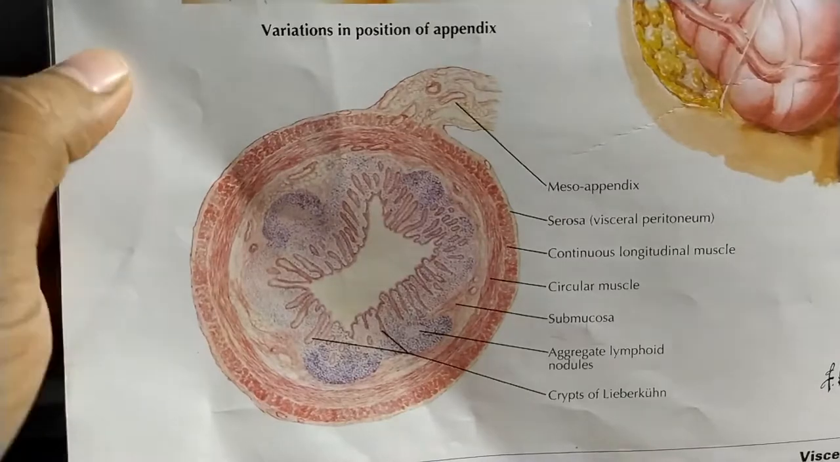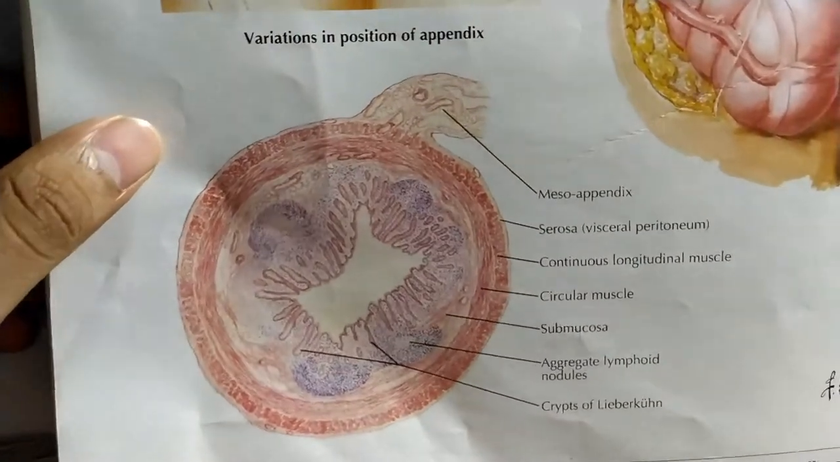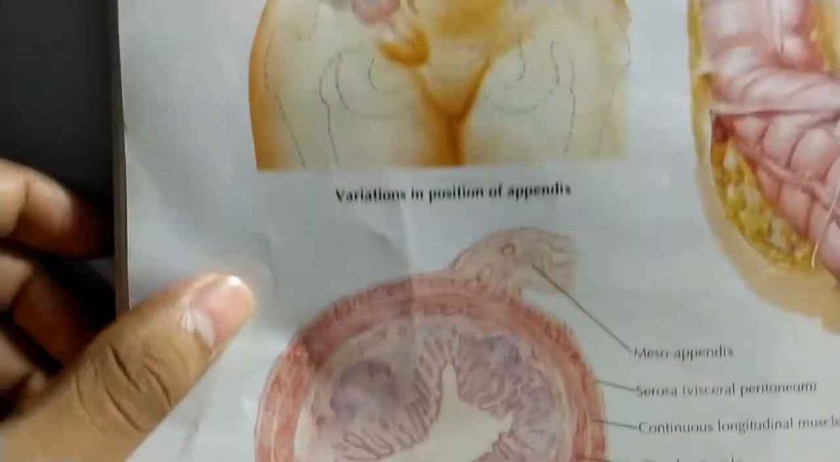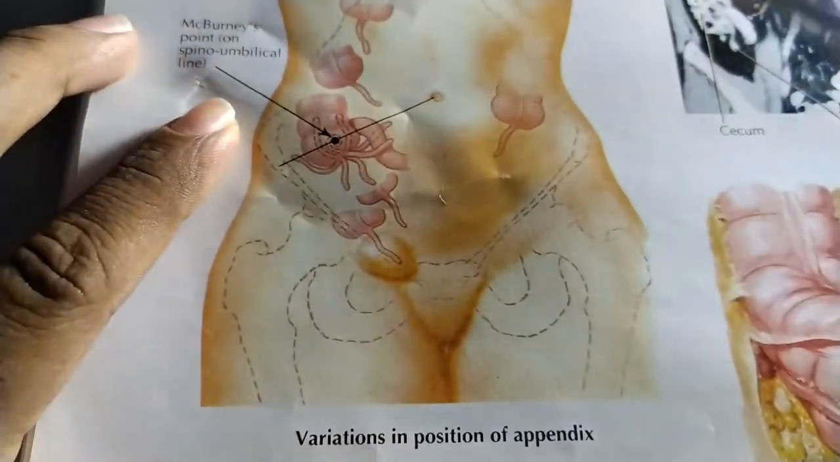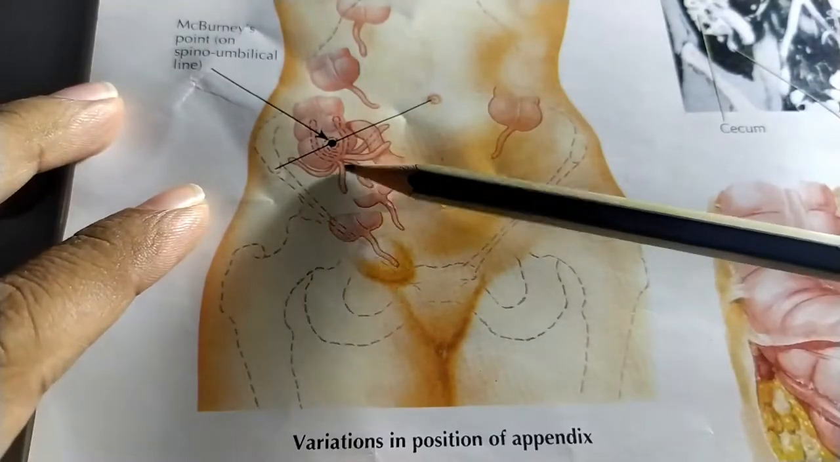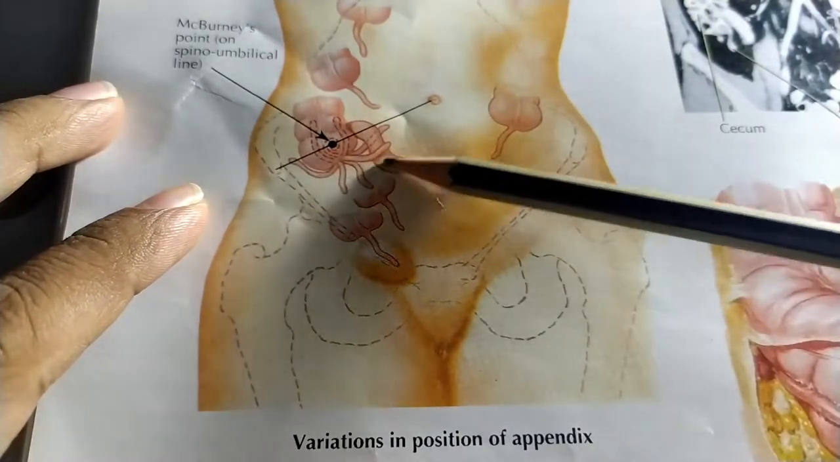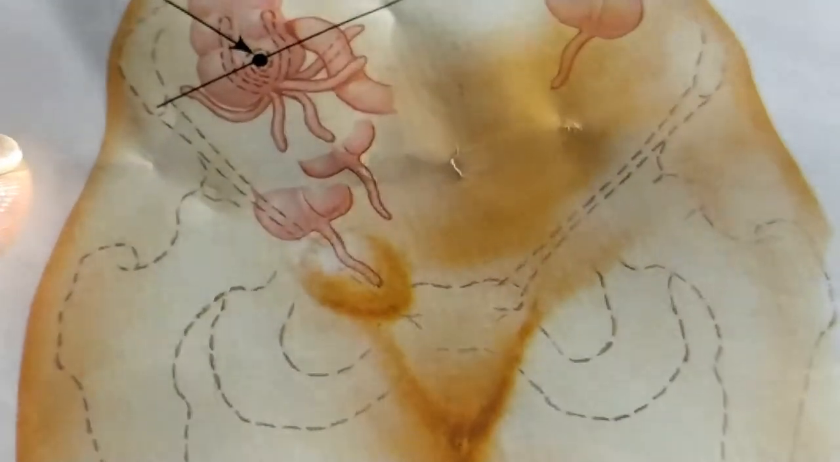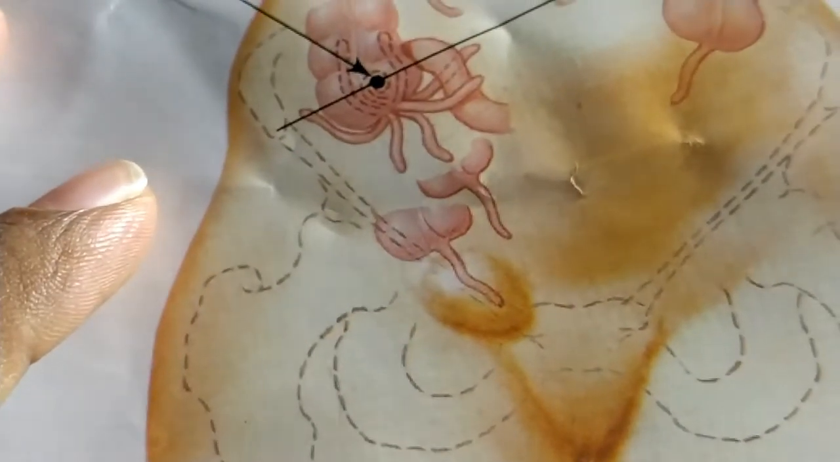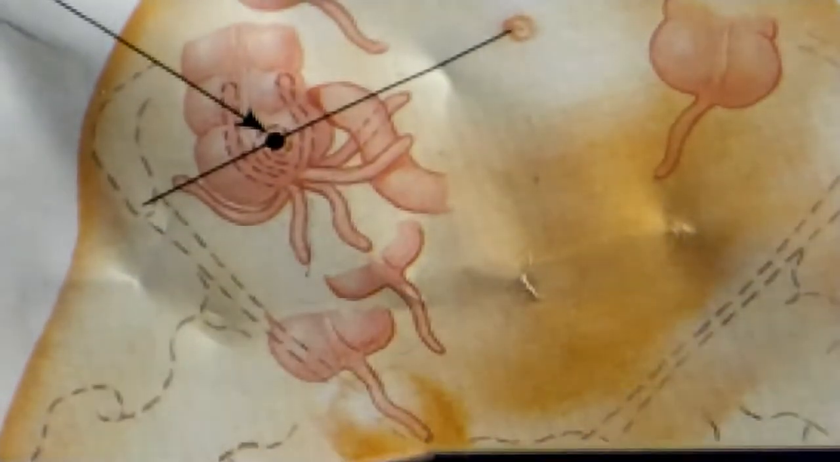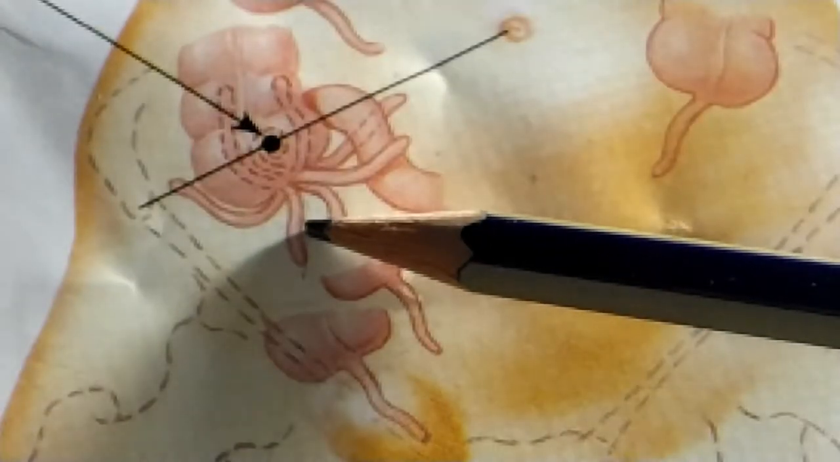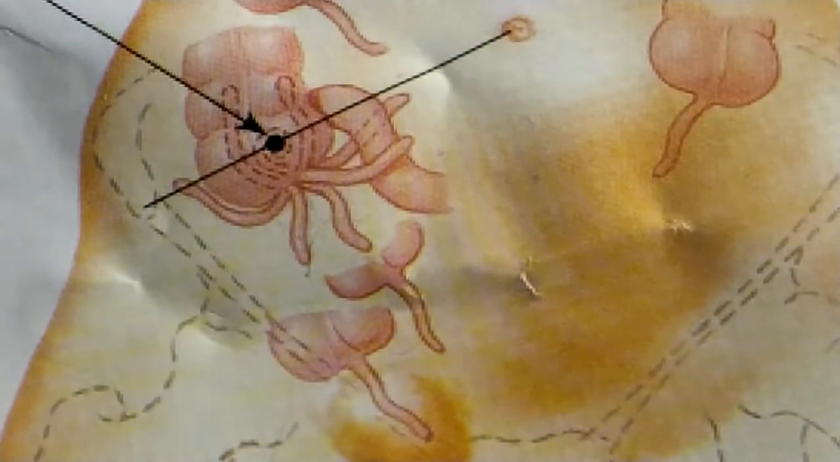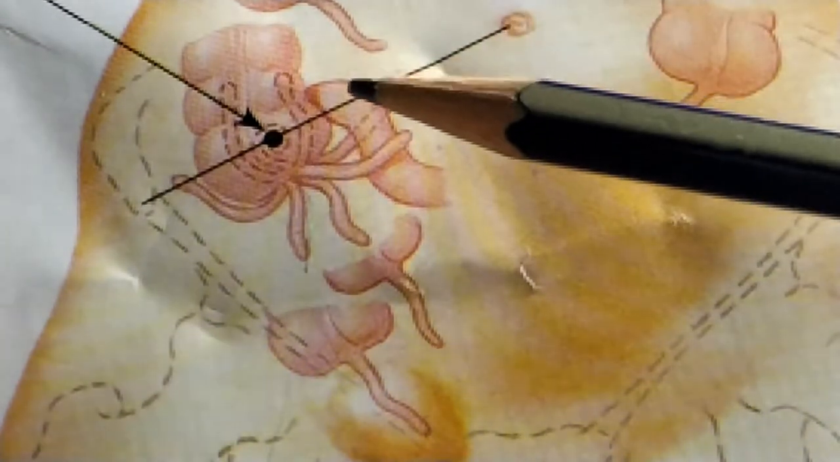Okay, so now what are the positions? There are various positions of the appendix in our body. Here you can see there are multiple positions. Let's look. The most common position of the appendix is retrocecal. It is about 60%.